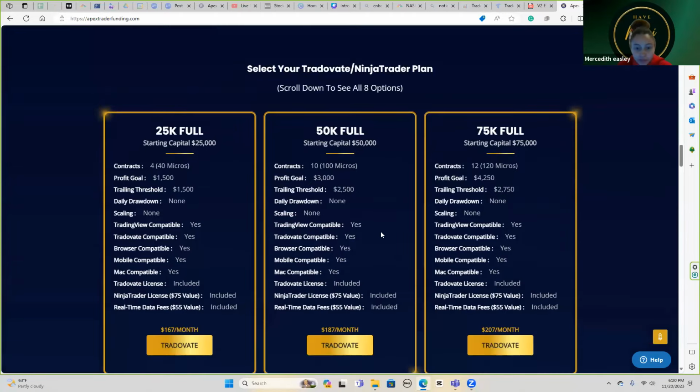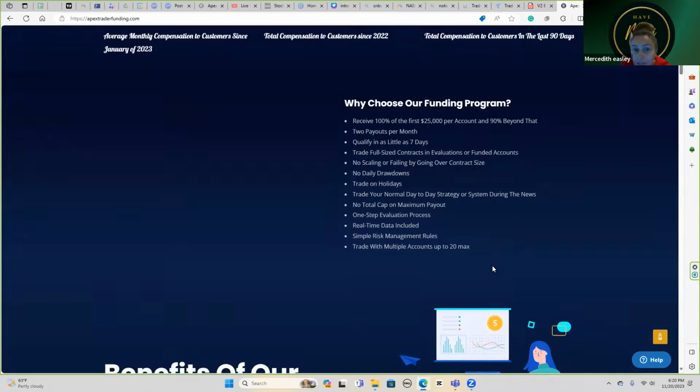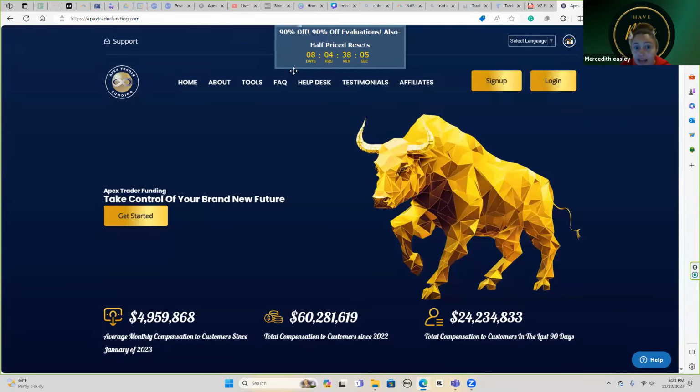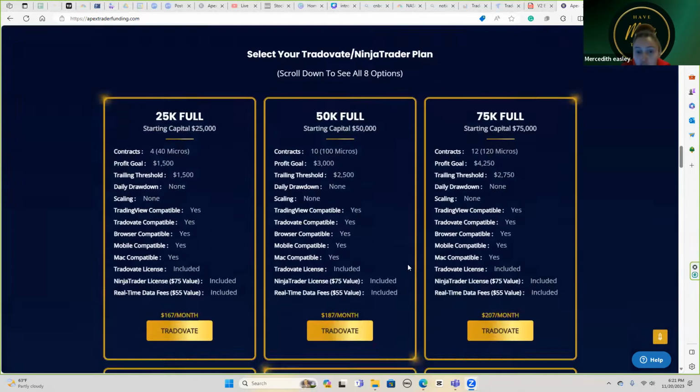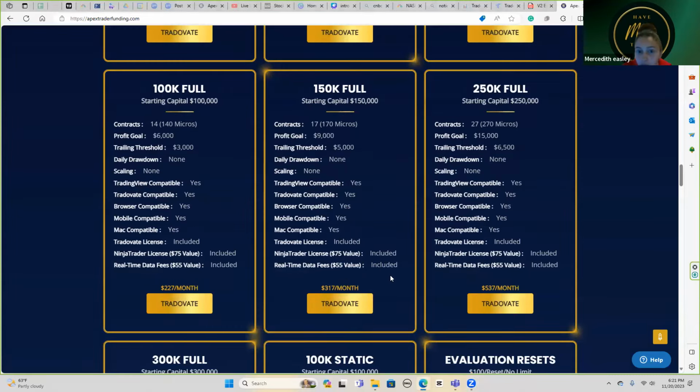All right. Now, you pretty much have to pay monthly until you pass the account. Cool thing is, Apex is always having a deal. Right now, they're having 90% off the first month and 80% off every month after that if it takes you longer than that. So right now, you can purchase a 150K account for $34 for the first month. You have to make a profit goal of $9,000 and your trailing threshold is $5,000.